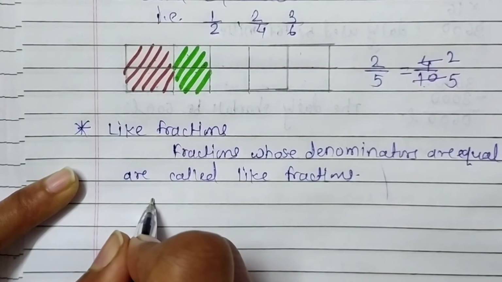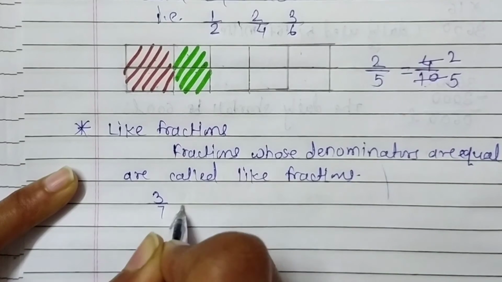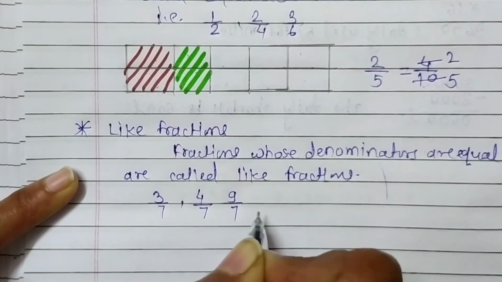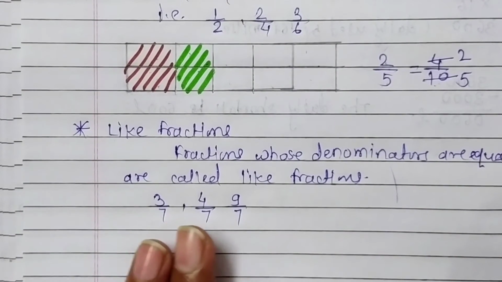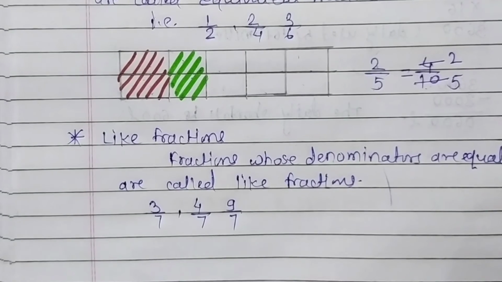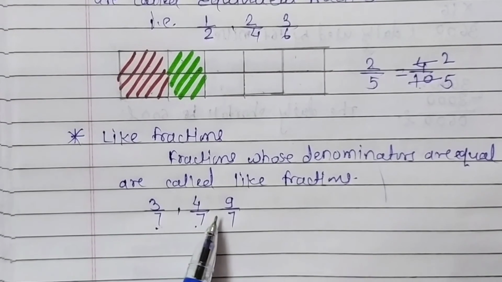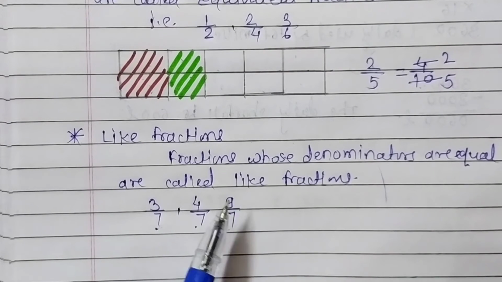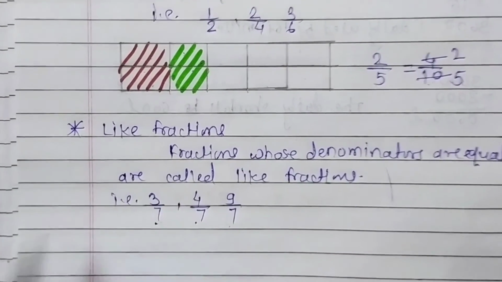Means when we write fractions as 3 upon 7, 4 upon 7, 9 upon 7, look at the denominators of each fraction. Here the denominator is 7, here is also 7, and here is also 7. So such fractions are called like fractions.